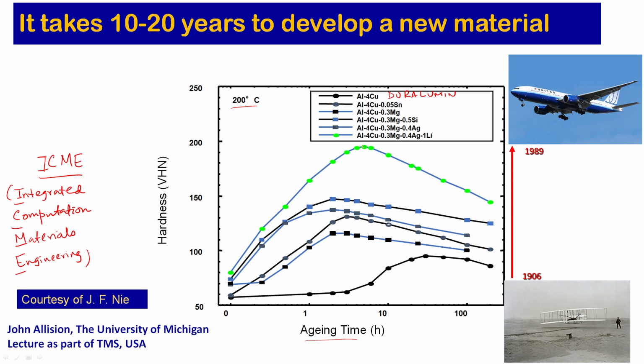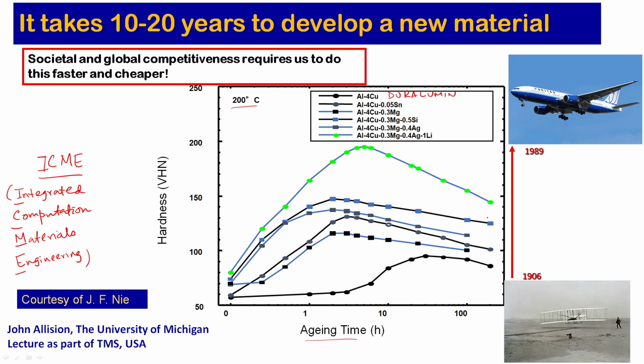So, aging is what is going to increase the hardness because of the precipitation of these phases, and as you can see, depending on the alloy chemistry, aging can lead to different kinds of hardnesses. This is all taken from J.F. Nye, and this paper is discussed by John Allison, University of Michigan, as a part of a TMS lecture.